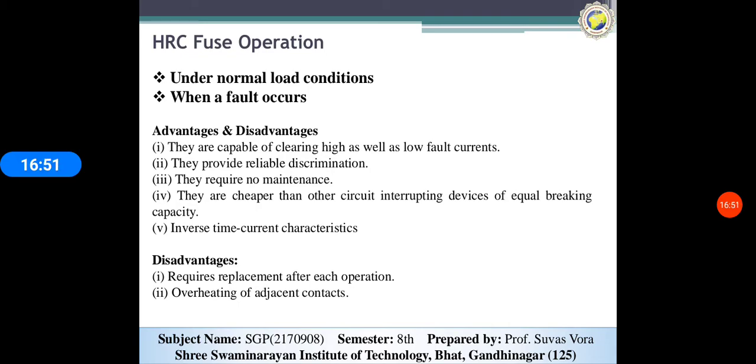We can say that under normal conditions, the HRC fuse's thin wire layer, meaning the fuse element, stays below its melting temperature. But this is not the case all the time. When a fault occurs, the current increases. We know that at the time of a fault, a very large current passes through the system. So when the fault occurs, the current increases and the fuse element starts to melt before the fault current reaches its first peak.